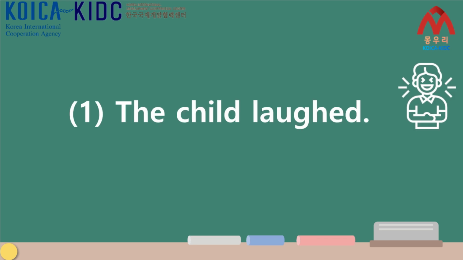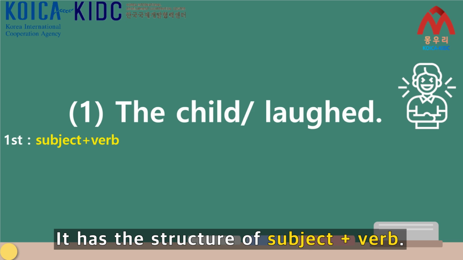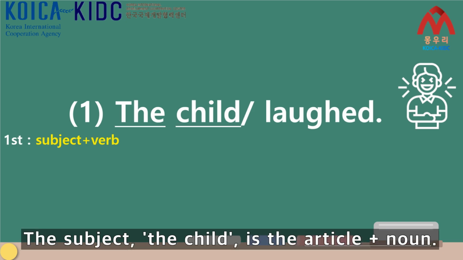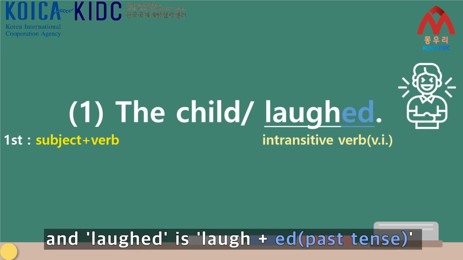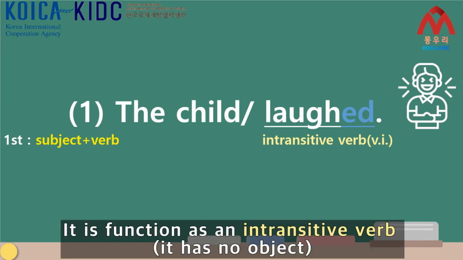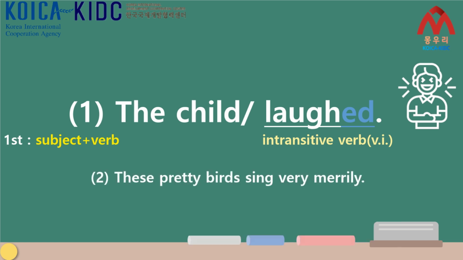Number 1. The child left. It has the structure of subject plus verb. The subject, the child, is an article plus noun. And left is leave in the past tense. It functions as an intransitive verb. It has no object. The following sentence can be said to have the same structure.